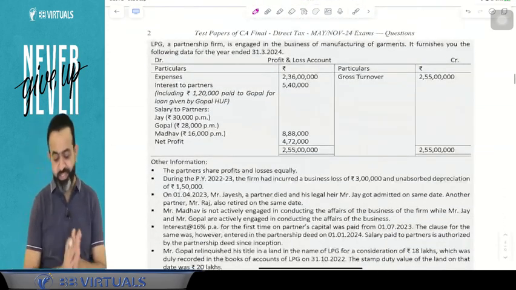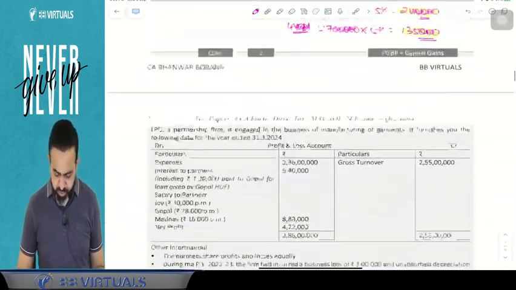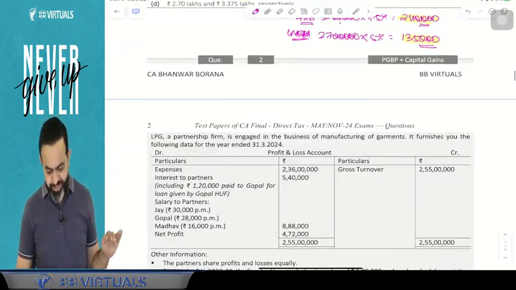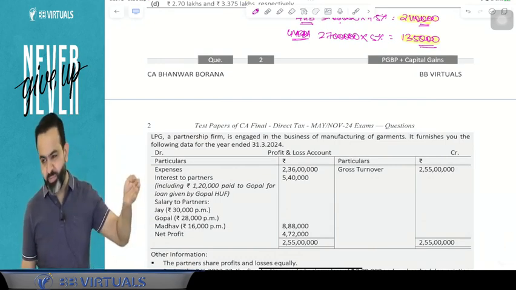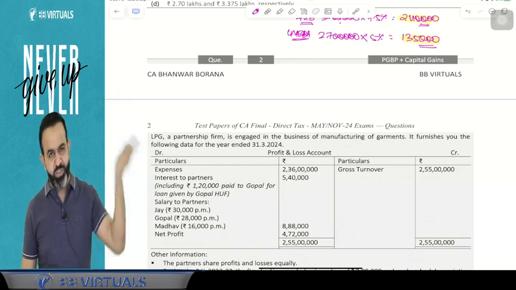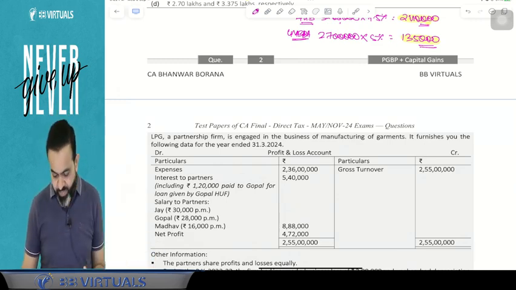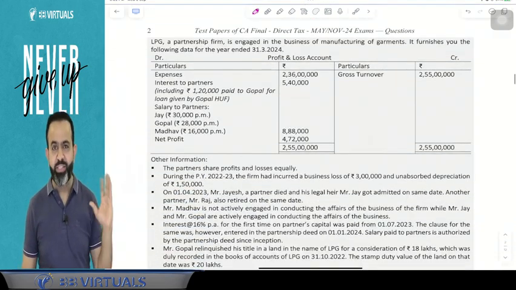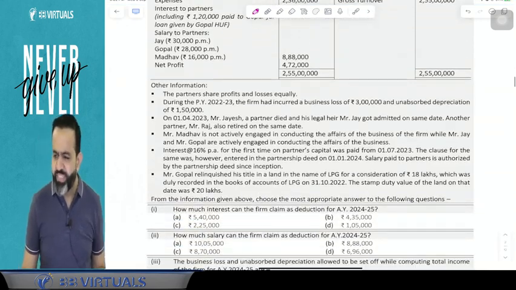Done. Now this second question. Guys, you know this question was not that easy. It covered lots of concepts: PGBP, capital gain, and partnership firm. Everything is covered in this case scenario, and if the examiner asks this type of case scenario, many students may make mistakes in the examination. So let's see this question.